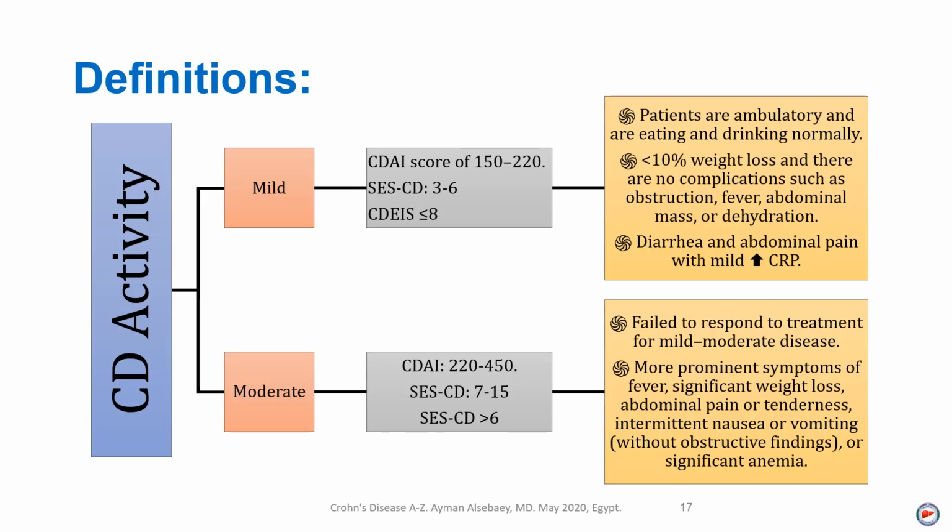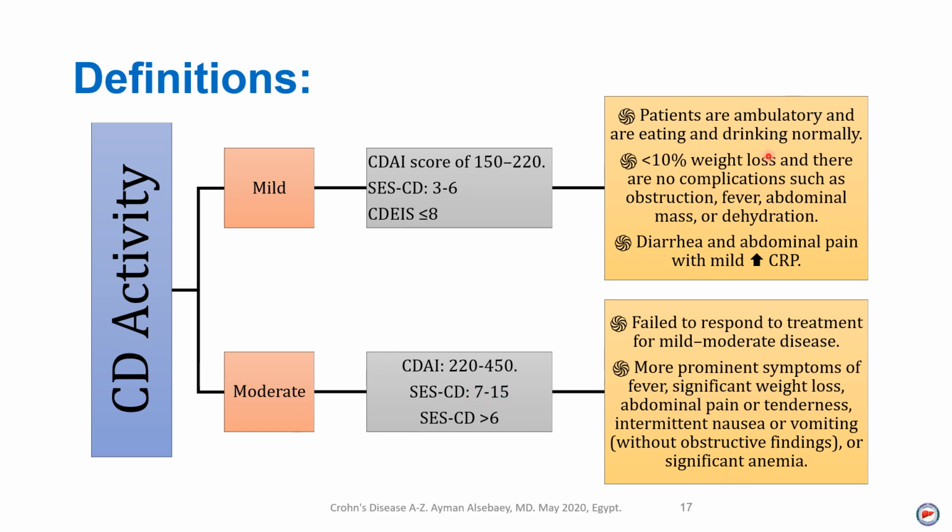So, collecting from these scores, we can divide the CD activity into mild, moderate, severe, and fulminant, and of course, remission. In mild disease, the CDAI will be less than 150. If we use the simple endoscopic score, it will be 3 to 6. In moderate disease, the CDAI will be less than 450, and the endoscopic index will be less than 16, if you remember.